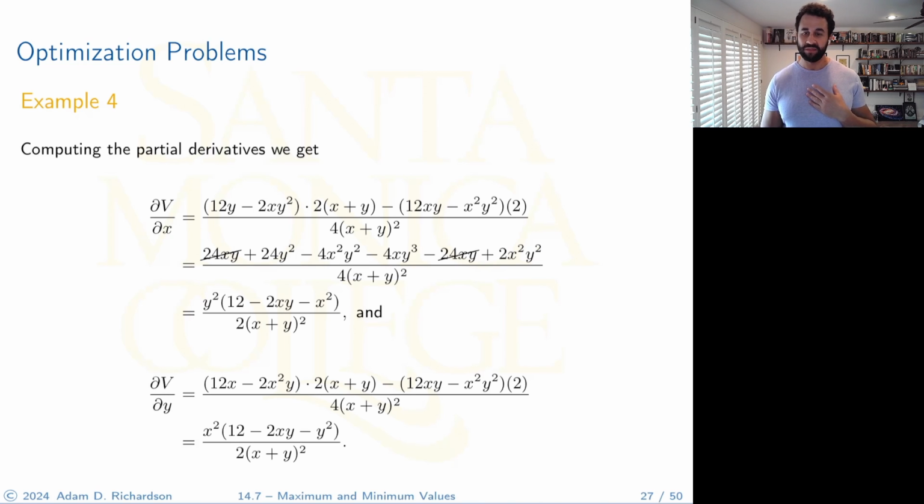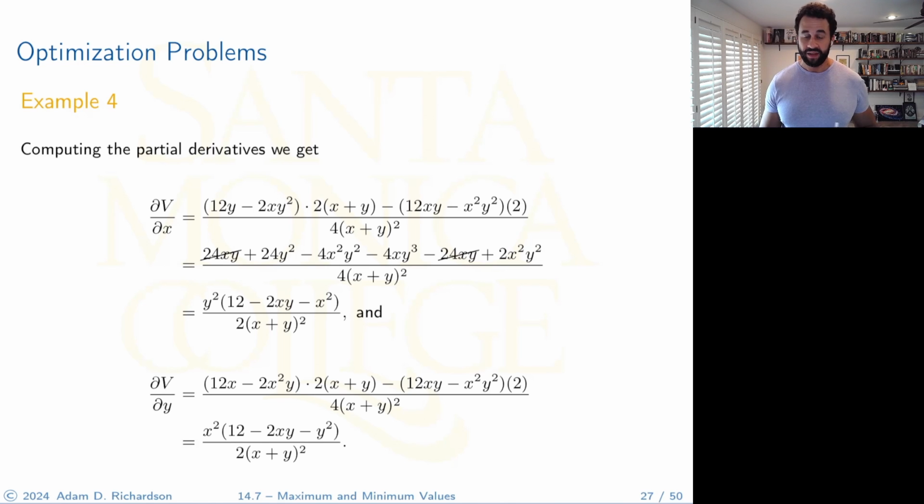Go through a little bit of messy algebra. Remember to mind your P's and Q's. Be careful as you walk through. This is why you want to work in groups when you do these problems, because people will pick out the errors you make as you go along. But this is the partial of V with respect to x. This is the partial of V with respect to y.